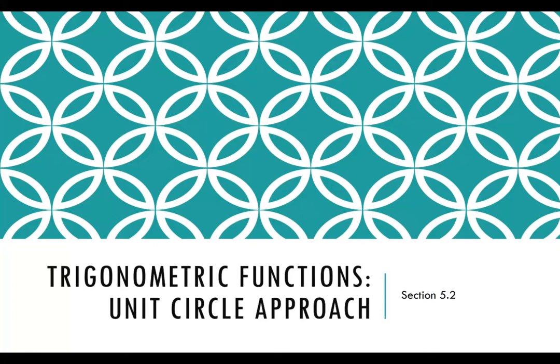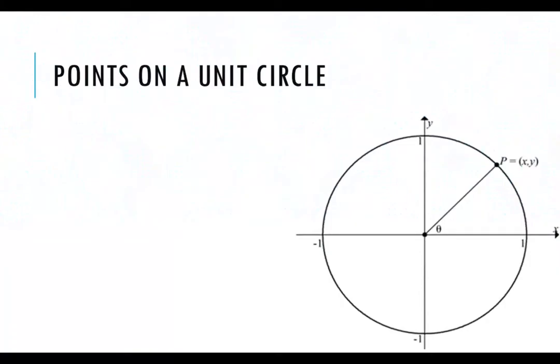Section 5.2, the trigonometric functions with the unit circle approach. Remember that when we say unit circle, we mean a circle with radius 1. So, radius 1 circle here, it's a unit circle. If I want to find points on this circle, anything on the circle is a point, but specifically, I can find all the quadrantial angles.